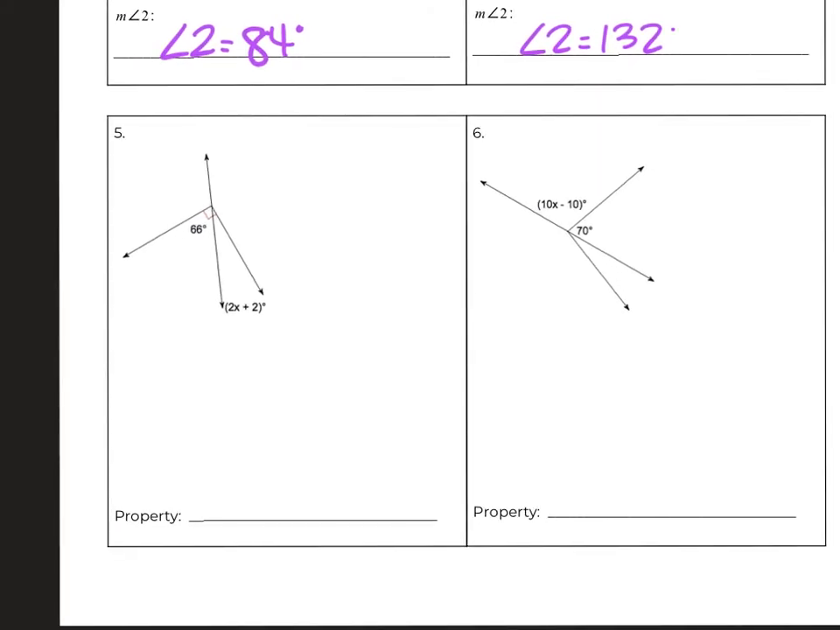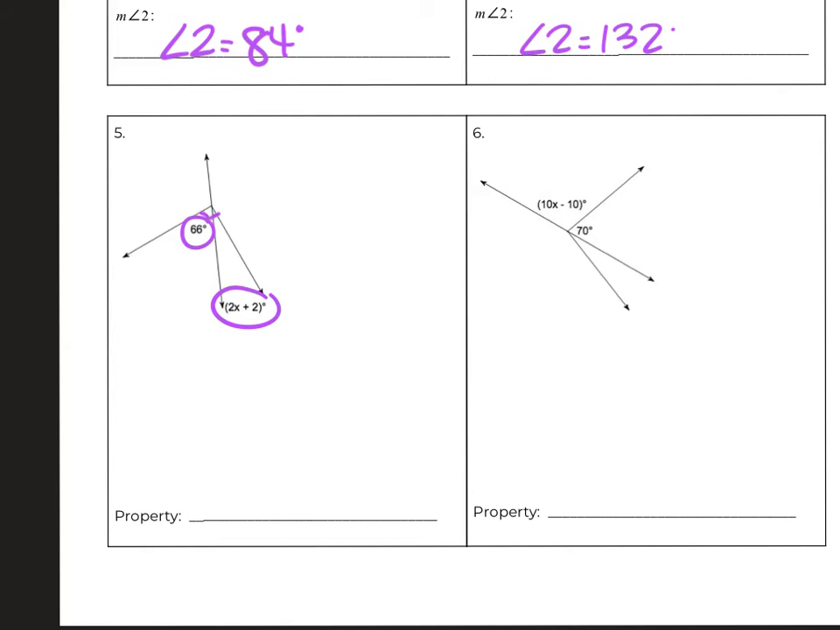Okay, now we're going to throw in a little bit of an expression here, kind of like we had on the last unit, so these are more fun. Alright, so when it says property, same thing as relationship, okay? So property or relationship are kind of interchangeable here. It means what is the relationship between the two angles, either the ones they give you or the ones you're looking for. So I have 66 and 2x plus 2.